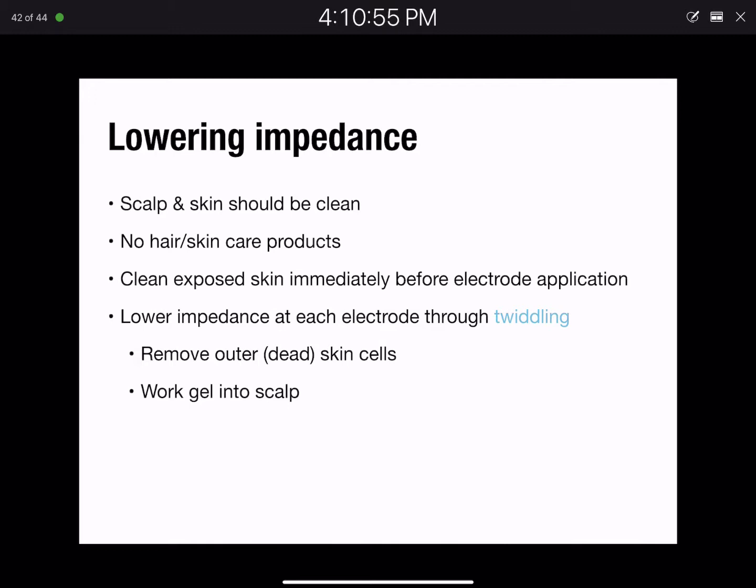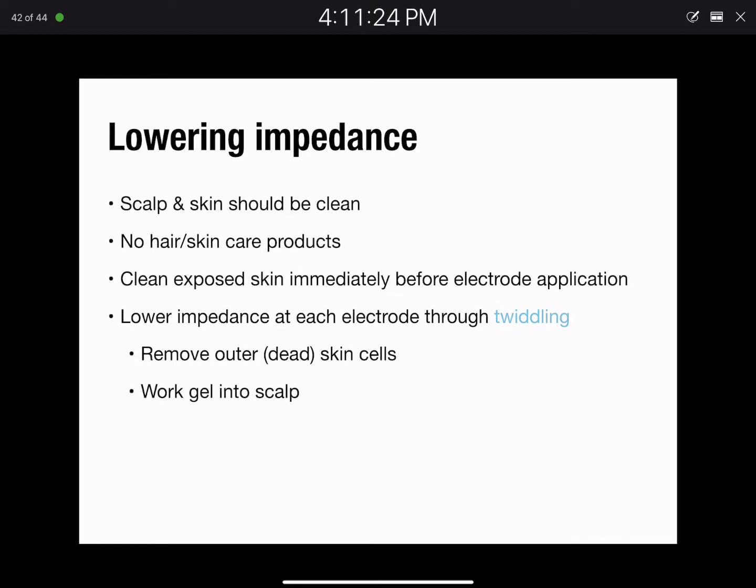In doing that, typically we use a blunt syringe. Sometimes people also have these blunt wooden sticks to do it. As well as massaging the gel in, as you're rubbing the scalp, you're actually removing that outer layer of dead skin cells, which also helps to get a good connection. And so a lot of lowering impedance is you do this, and then you measure the impedance at all the electrodes, and the ones that are high, you go in and you keep working on those electrodes and really try to rub the gel in.